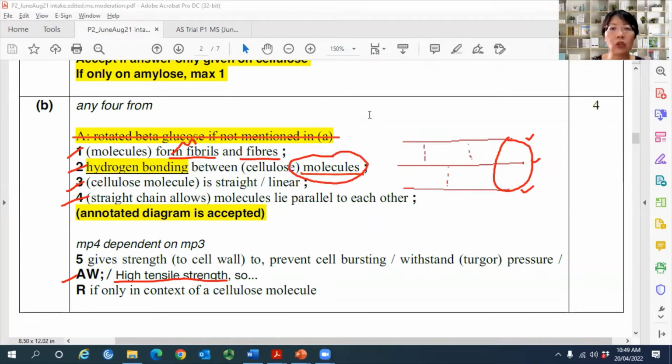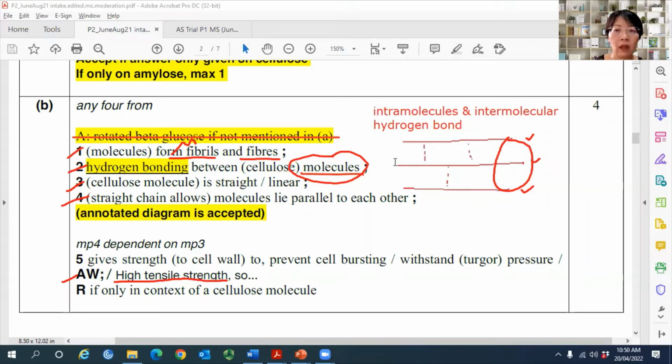Remember when you learned about the hydrogen bond, you said that there are a lot of intramolecular and intermolecular hydrogen bonds. Now you need to spell out the hydrogen bond fully. So when you say there are a lot of hydrogen bonds between cellulose molecules, the missing word is molecules. Without the word molecules, no mark.